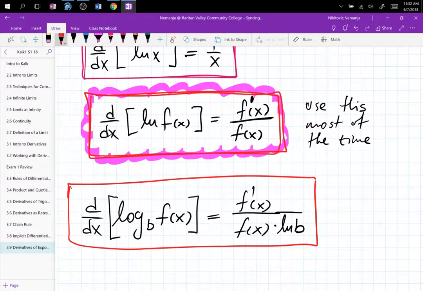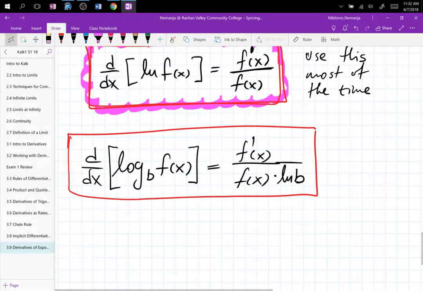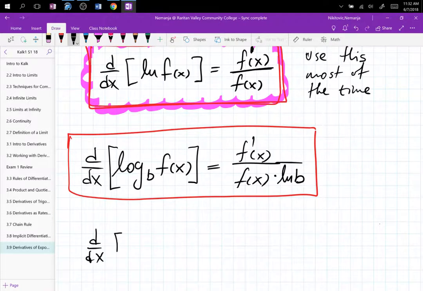So let's go with the derivative of ln of x squared minus x plus 2.